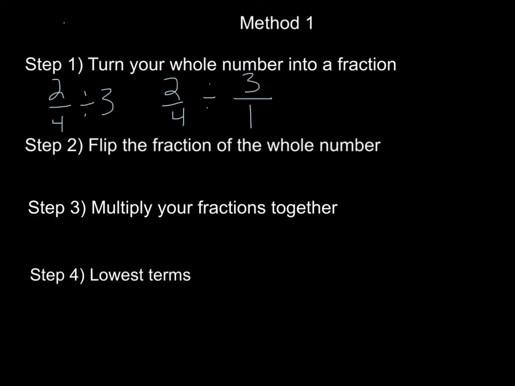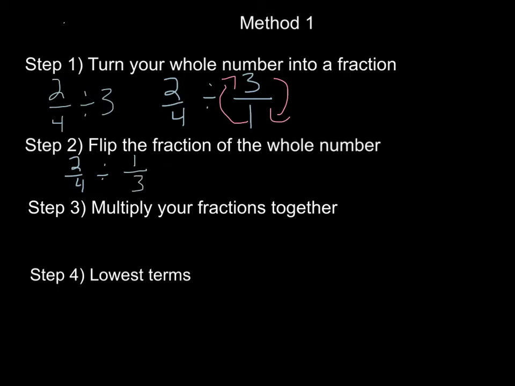Step 2 says flip the fraction of the whole number. We've got 2 out of 4 divided by, and all we're going to do is put that 3 to the bottom and that 1 to the top, so that our new expression becomes 2 out of 4 divided by 1 over 3.